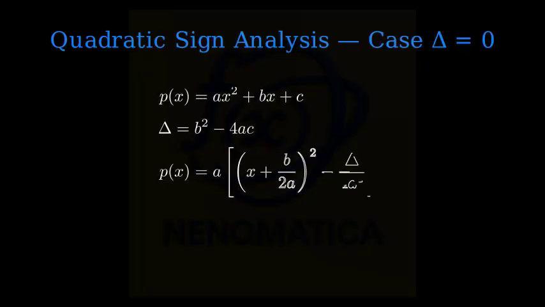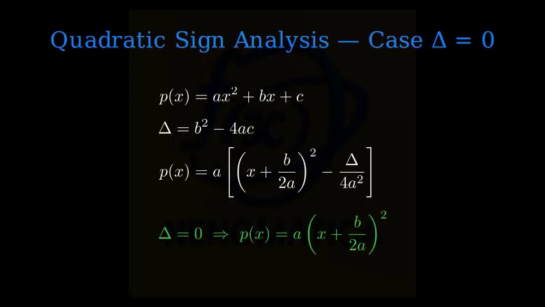Let p of x be ax squared plus bx plus c, and let delta be b squared minus 4ac. By completing the square, we can rewrite p of x as a times the square of x plus b over 2a, minus delta divided by 4a squared. In the special case, when delta equals 0, this simplifies beautifully to p of x equals a times x plus b over 2a, all squared.